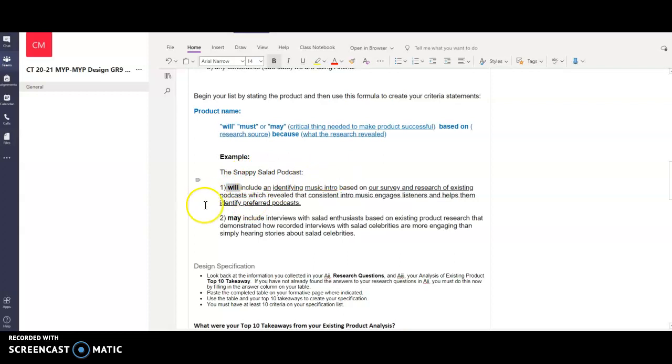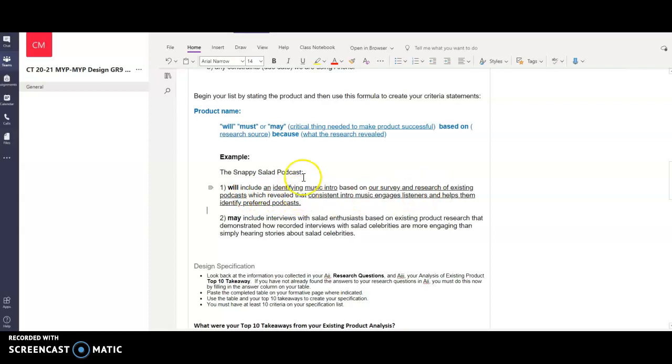The Snappy Podcast will include an identifying music intro. That's the critical thing needed to make my podcast successful based on my research. We'll include an identifying music intro based on our survey and research of existing podcasts. There were 2 places I found that this is critical, and I stated them both here.